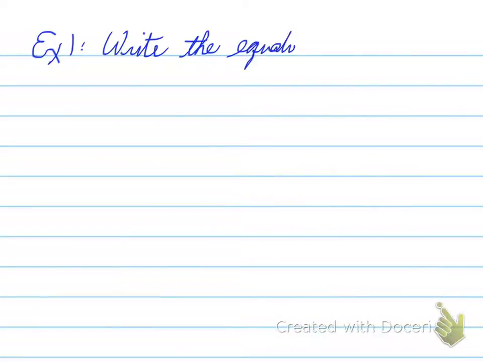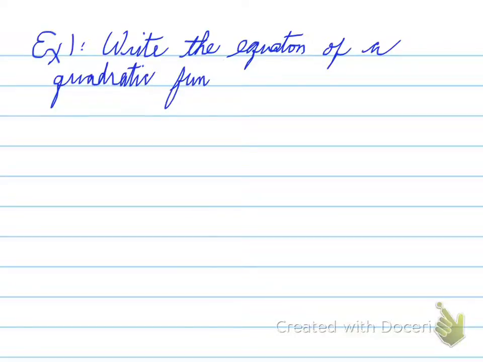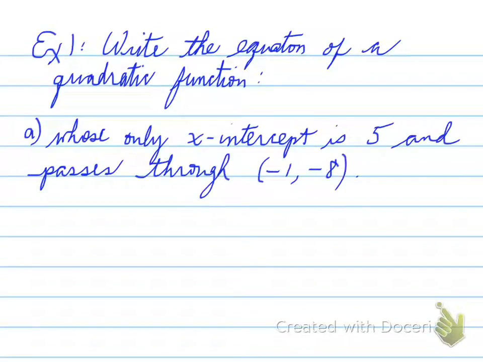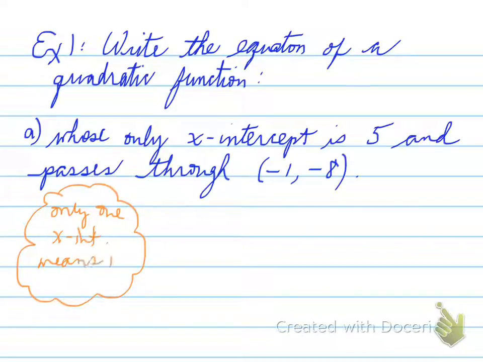Example 1. You're asked to write the equation of a quadratic function whose only x-intercept is 5 and passes through (-1, -8). What does this mean? Well, if a parabola has only one x-intercept, that x-intercept is also the vertex. And we need a specific equation because it passes through a specific point. So we're going to use the vertex form to solve this.